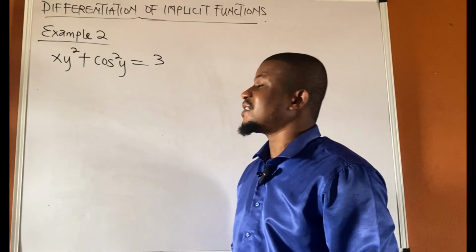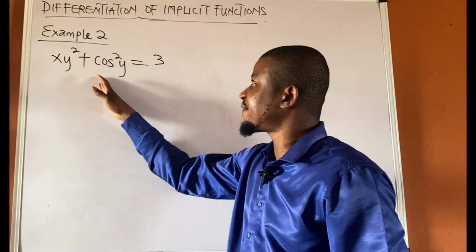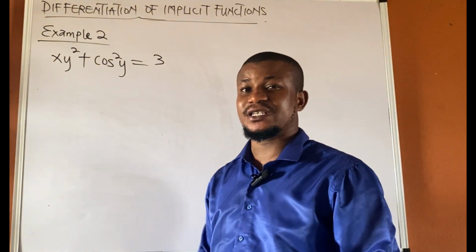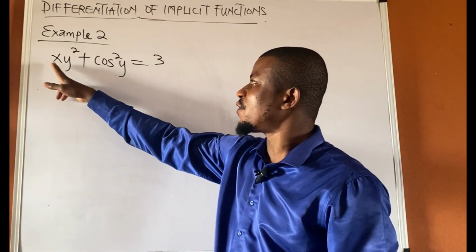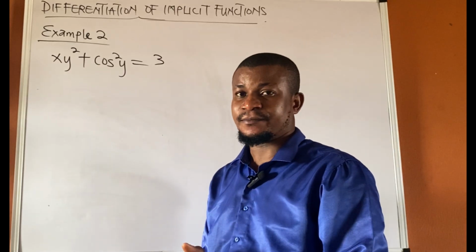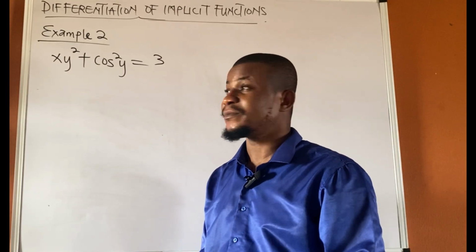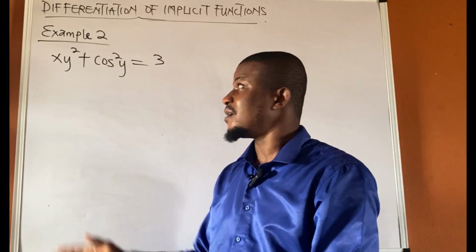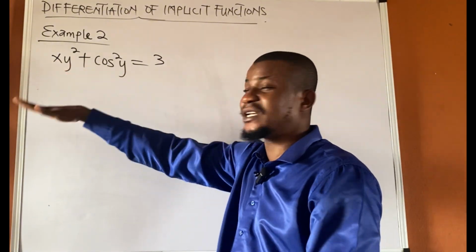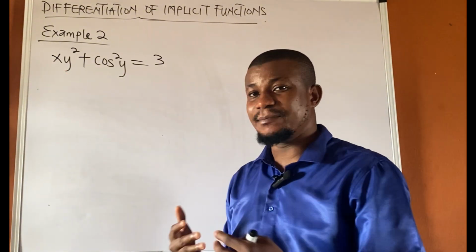Okay, let's look at this example too. To differentiate this function implicitly, why are we differentiating implicitly? Because we have a function of x and y combined together. It is not written explicitly like y equal to some function of x. But here you see a function of x and y on the left hand side. So we need to use implicit differentiation.